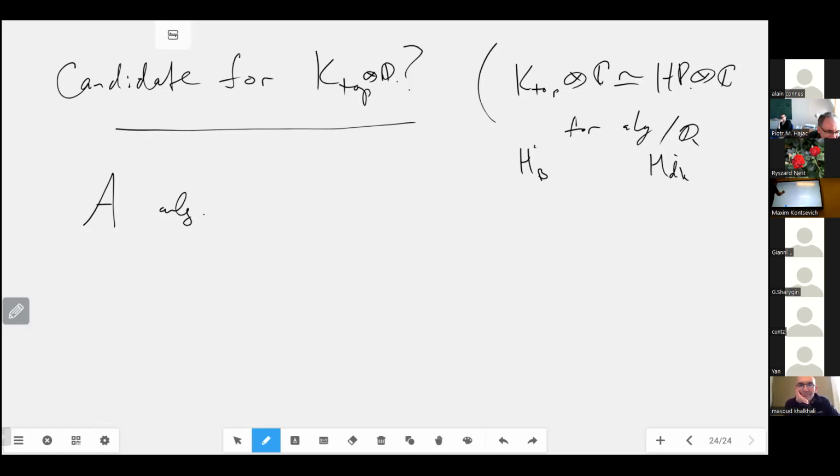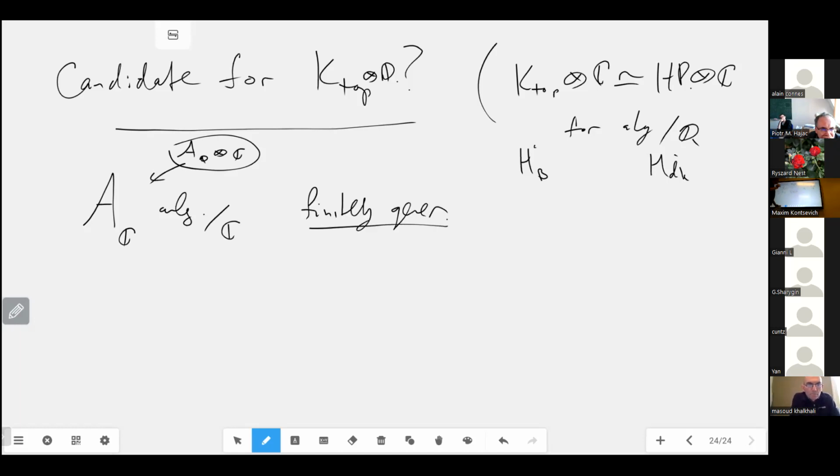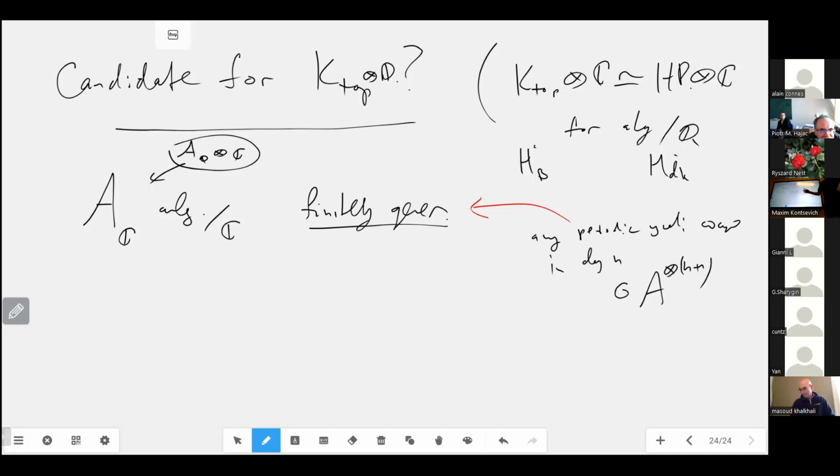Suppose you have an algebra over complex numbers. It will be like an algebra over rational numbers multiplied by C, something like this. You can imagine, the complex numbers, just an associative algebra, but suppose finitely generated. Actually, let me just tell you why finitely generated is sufficient. Any periodic cyclic cocycle in degree n will be in the algebra tensor power n plus one. So it's a finite sum of finitely many tensor products. It belongs to the finitely generated part.